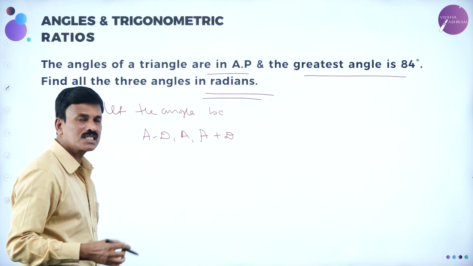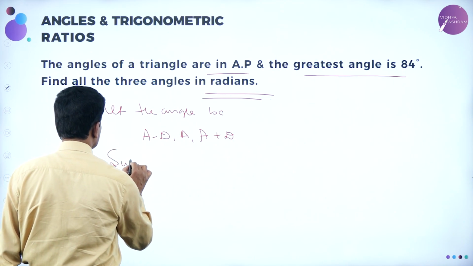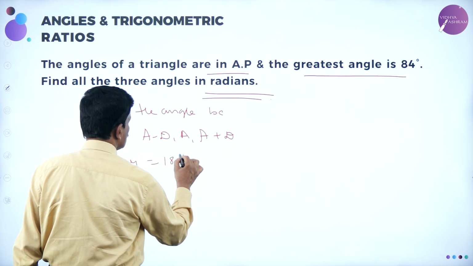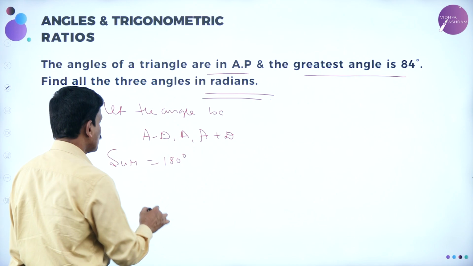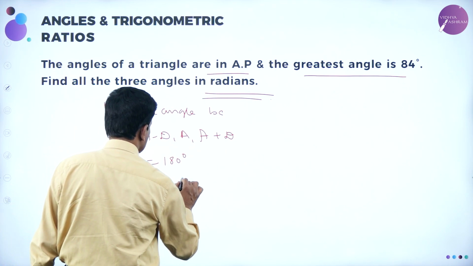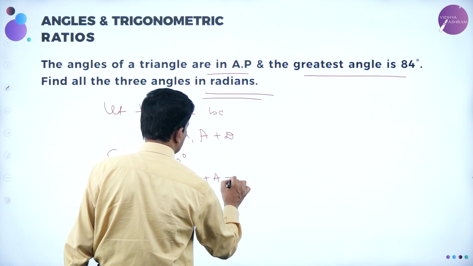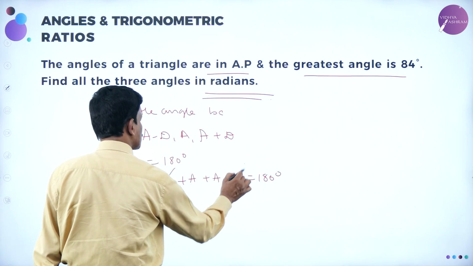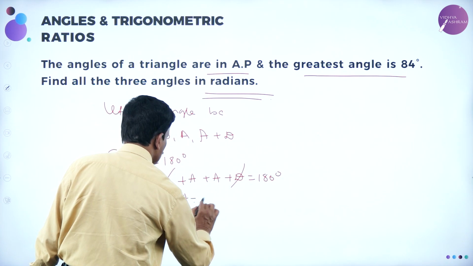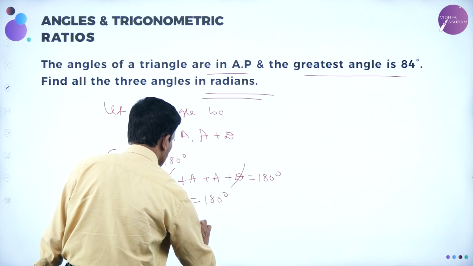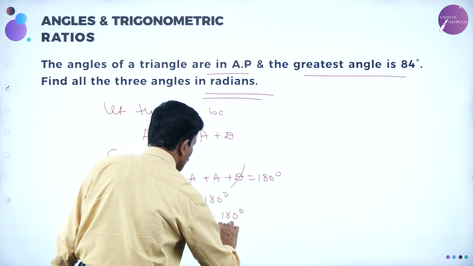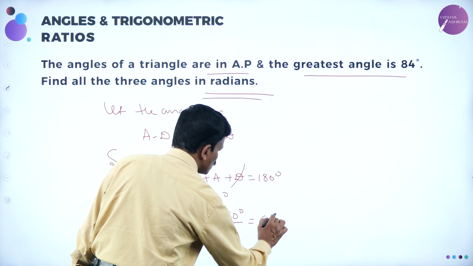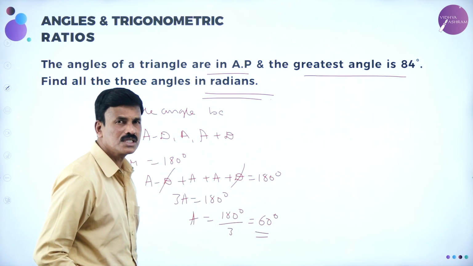So, the sum of angles of a triangle is 180 degrees. A minus D plus A plus D is equal to 180 degrees. Here minus D plus D gets cancelled. 3A is equal to 180 degrees. Therefore, A is equal to 180 divided by 3, that's equal to 60 degrees.